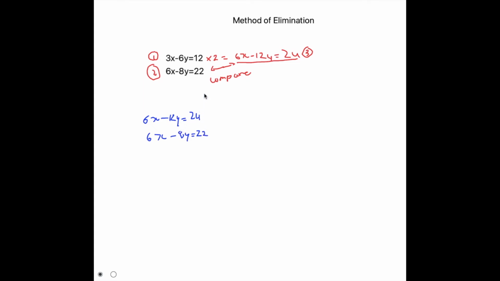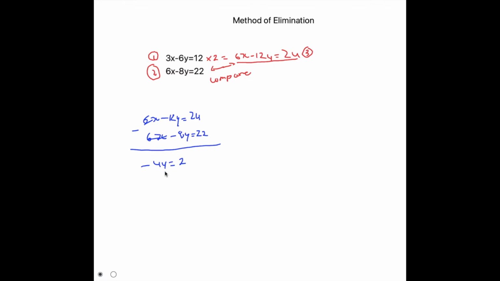The name of this method suggests what we're going to do next, method of elimination. If I were to subtract these two equations, note, subtract, what would I get? 6x minus 6x cancels everything out, so x goes away. Minus 12y minus 8y, which makes it minus 12y plus 8y, you would get negative 4y. And 24 minus 22 would simply give us 2.